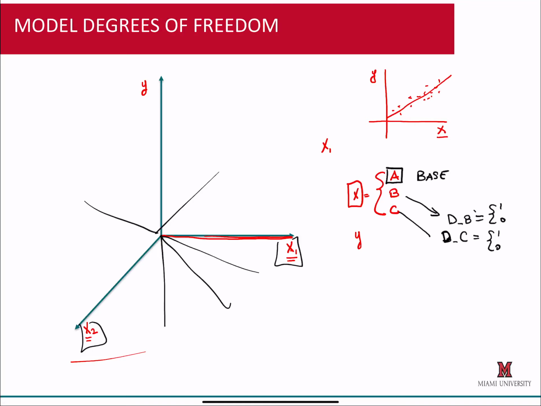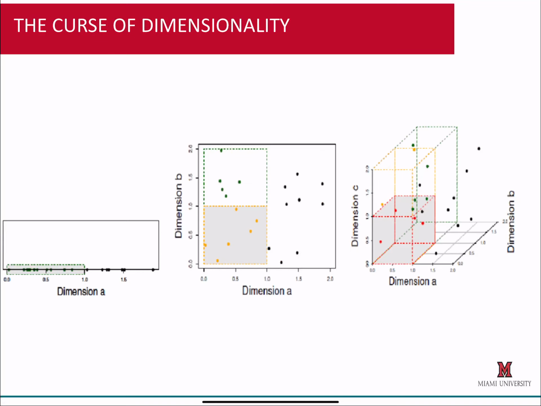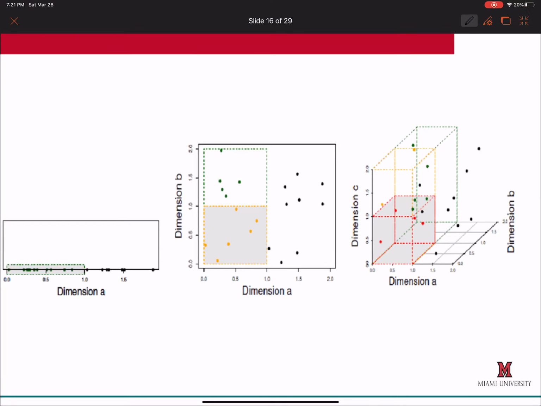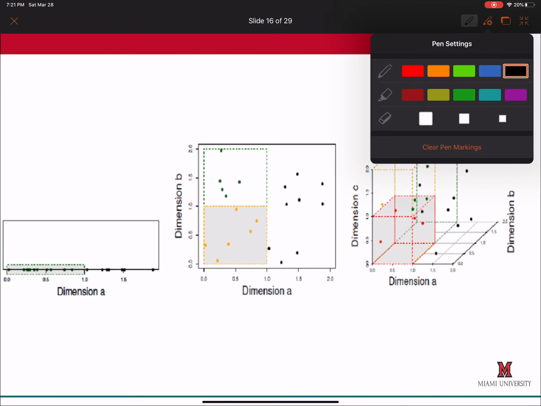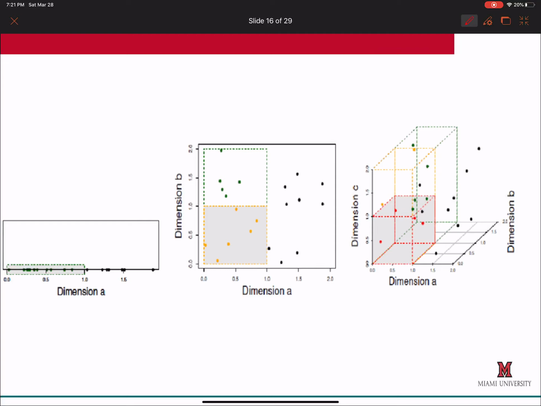When is that a problem? So why do we care about that? Well, there's something we call the curse of dimensionality. In the curse of dimensionality, let me explain it this way. Let's say we have a variable x, and it can only take the values from 0 to, let's say, 2. And those are the possible values that that particular variable x can take.